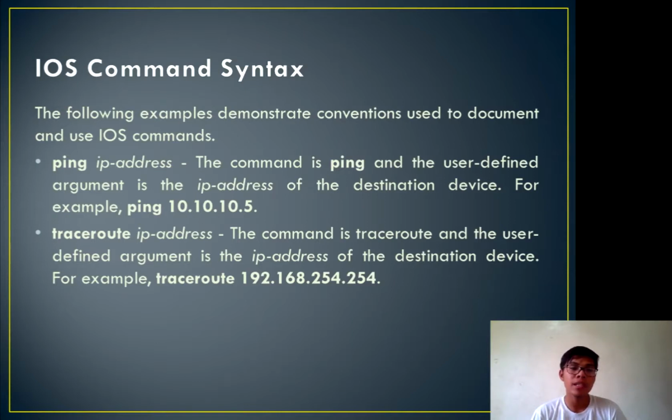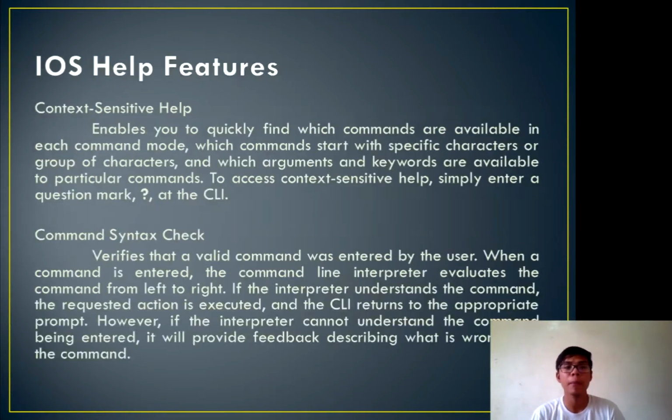Traceroute IP address. The command is traceroute. The user-defined argument is the IP address of the destination device. For example, traceroute 192.168.254.254. We can trace the route of our packets. If we send packets, we can trace how they travel by using the traceroute command.